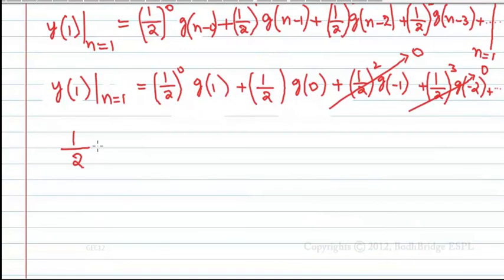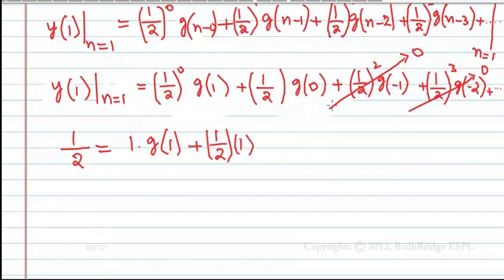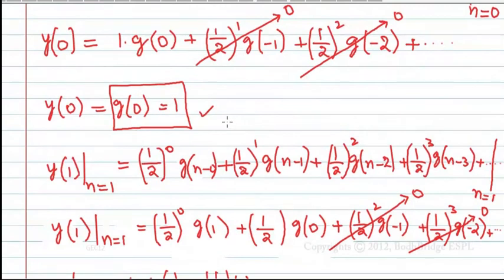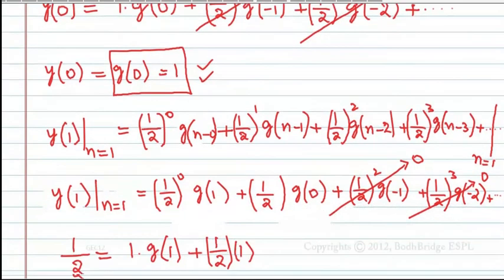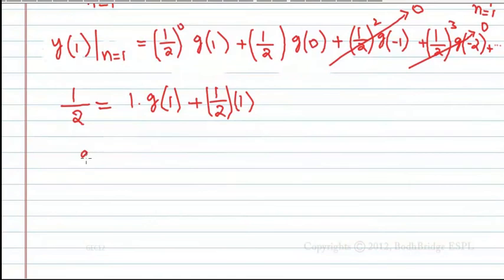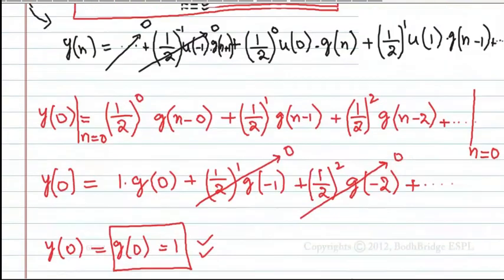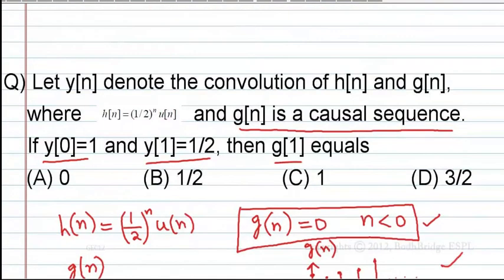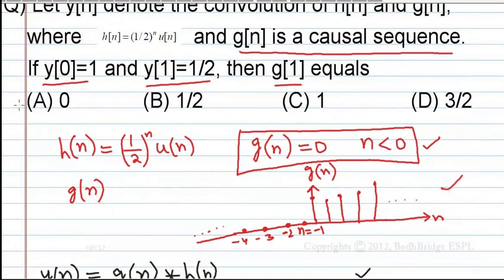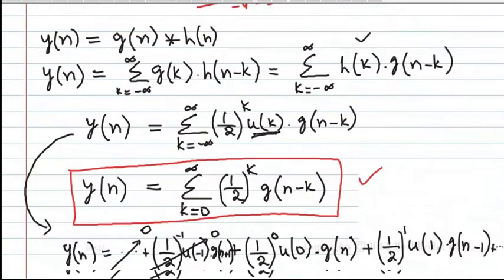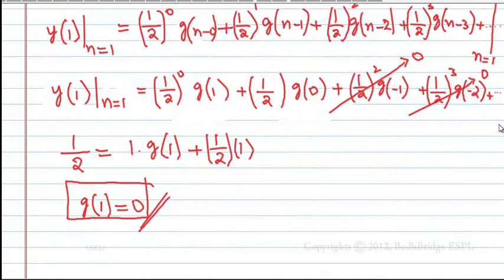Therefore, 1 by 2 is equal to 1 by 2 whole power 0 is 1 and g of 1 we have to find, that is g of 1 plus 1 by 2 into g of 0, which is given as how much? 1, because we have shown it here, g of 0 is equal to 1. Therefore, g of 1 is equal to how much? 0. G of 1 is equal to 0. Therefore, A is the correct option. See here, g of 1 equal to 0.